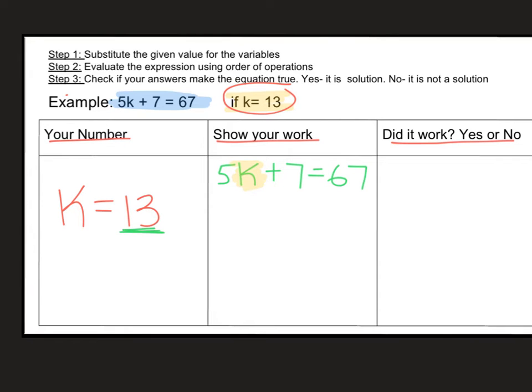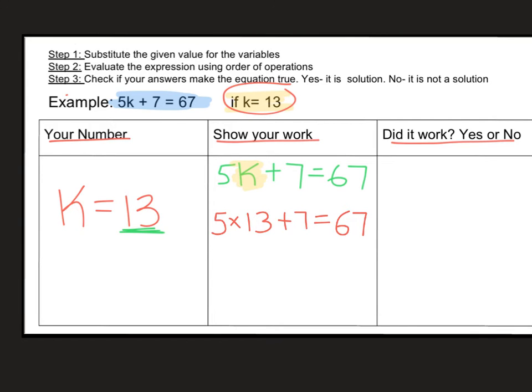But remember, as I'm writing this, when a number and a variable are squished together, multiplication is happening in between. So I'm going to write 5 times, instead of k, I'll put 13. Bring down the rest of my problem. So plus 7 equals 67. So everything else gets brought down.